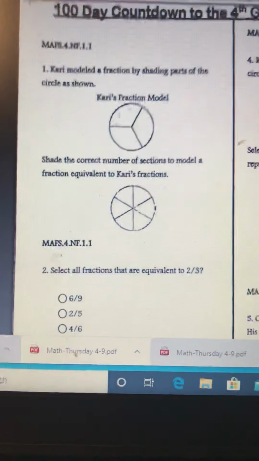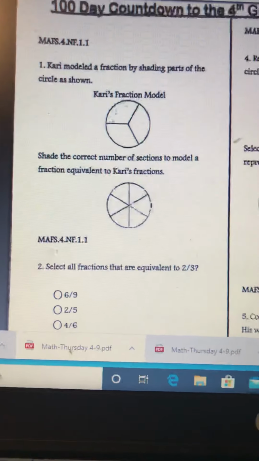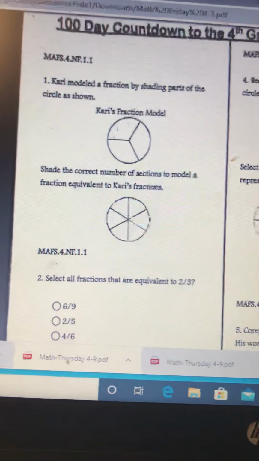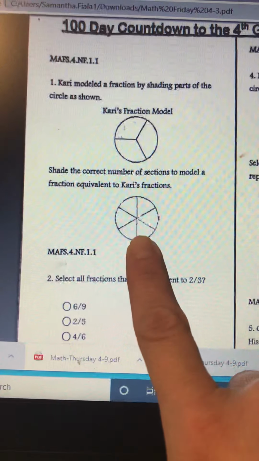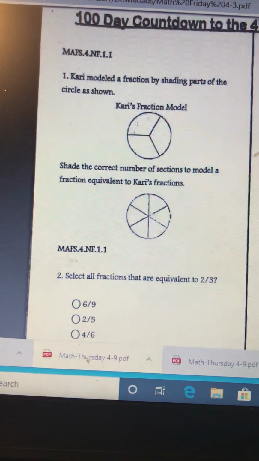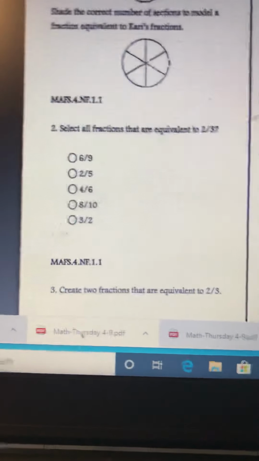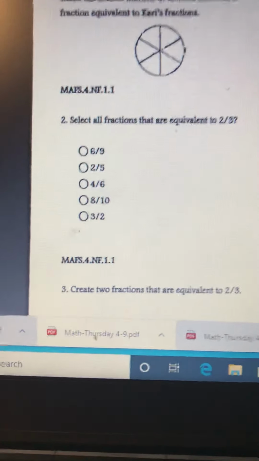Think about what are the 2 ways that we find equivalent fractions. We can multiply or divide. So 2/3 times what will give you a denominator of 6? Okay, and whatever you do to the bottom, you have to do to the top. Number 2, select all the fractions that are equivalent to 2/3 again. Remember, you can multiply or divide to find equivalent fractions.